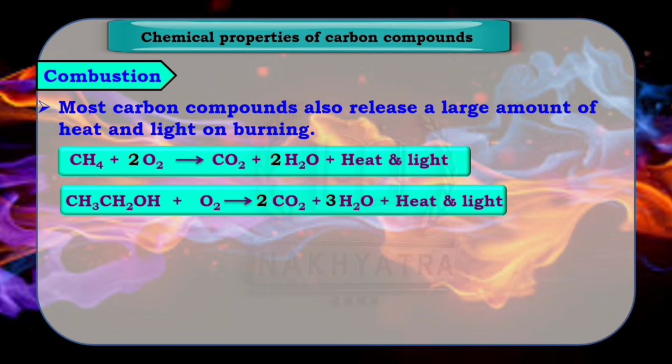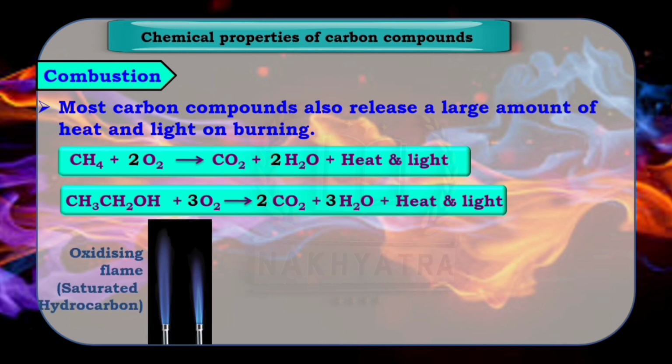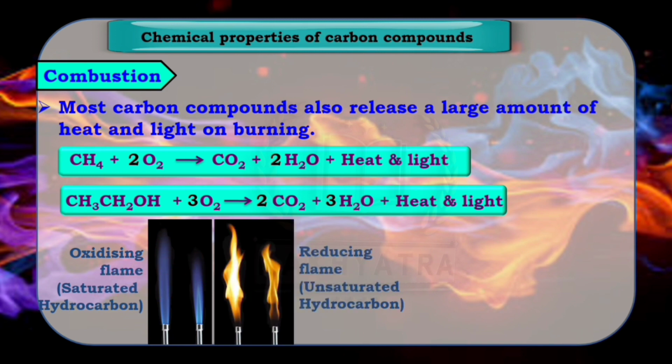Now balance it. Alright, now see this flame, it is an oxidizing flame. That means saturated hydrocarbon. And this flame is a reducing flame. It is unsaturated hydrocarbon. Now can you differentiate between the oxidizing flame and the reducing flame by saying it? Yes, the oxidizing flame is blue in color and the reducing flame is yellow in color.